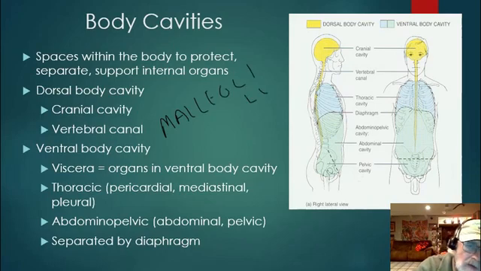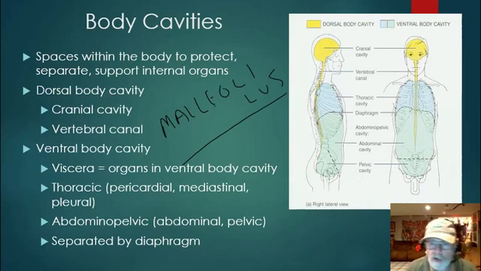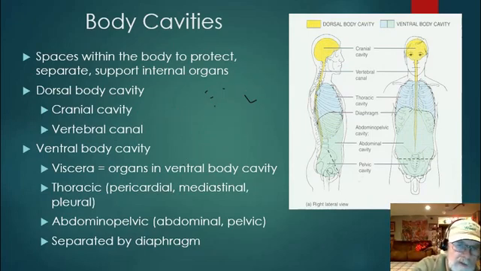Malleoli or LUS, whichever one. Okay, and those are the bumps on the inside and outside of the ankle, and they're basically the ends of the long lower leg bones. So basically that's what the malleoli are. I think that pretty much covers everything that was on that previous slide.